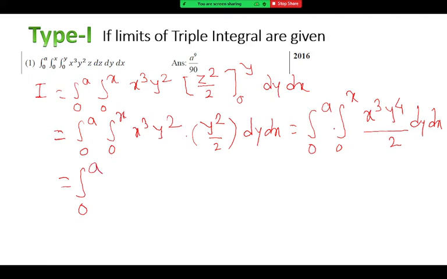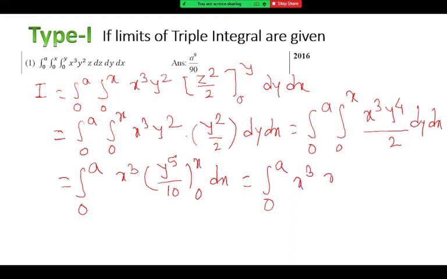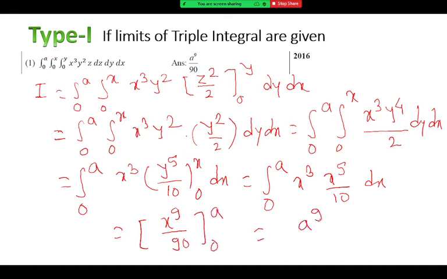This is the double integral and you already know how to evaluate it. 0 to x indicates that it should be integrated with y. The integration is x cube y to the power 5 by 10. A little more simplification: x cube into x to the power 5 by 10. So the integration of x raised to 8 by 10, and we get the required answer. So, a power 9 by 90. Yes, that is the final answer.